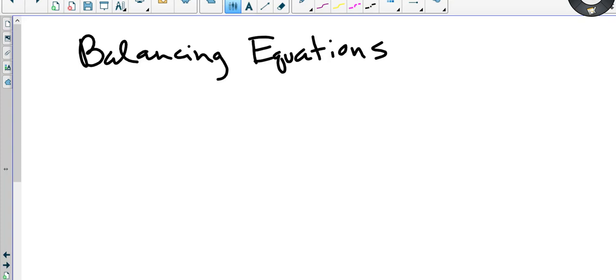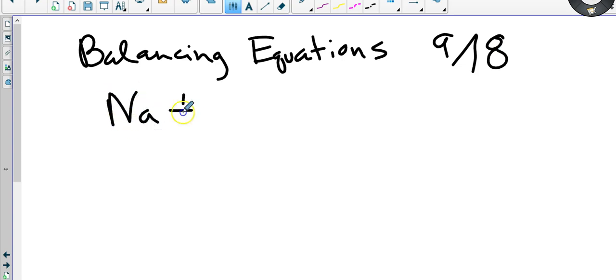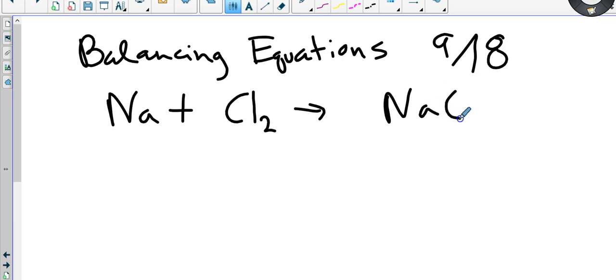Okay, so when we balance equations, I need to give you some background first to help you understand why we have to do it. So if we go with a pretty standard synthesis reaction, just to say sodium plus chlorine, so chlorine gas, will give you sodium chloride. So we've used this reaction already.